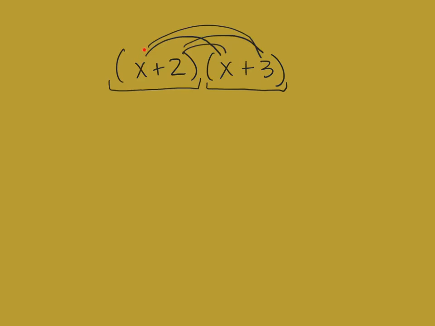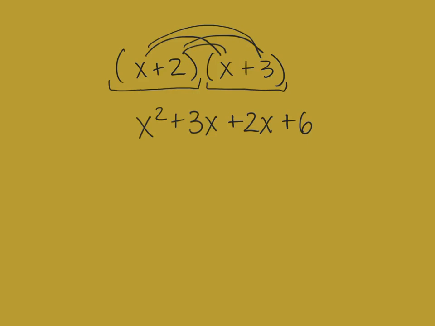So I'm going to start off x times x, that gets us x squared. x times the other term inside the parentheses, positive 3. x times positive 3 is positive 3x. Now we'll move on to the other term in this first set of parentheses. Positive 2 times x is positive 2x. And then we multiply by the positive 3, so positive 2 times positive 3 is positive 6. So I've multiplied each one of these 4 terms by the other terms inside the other parentheses.